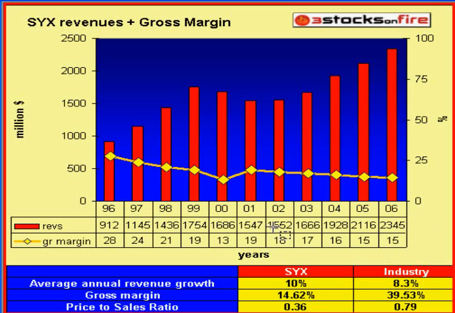As for gross margin, SYX has 14.62%, and the industry average is a lot higher at 39.53%. And probably that explains why the company is trading at a price to sales ratio of just 0.36 against the industry average of 0.79. So what SYX needs now is to improve this gross margin, which is quite low.